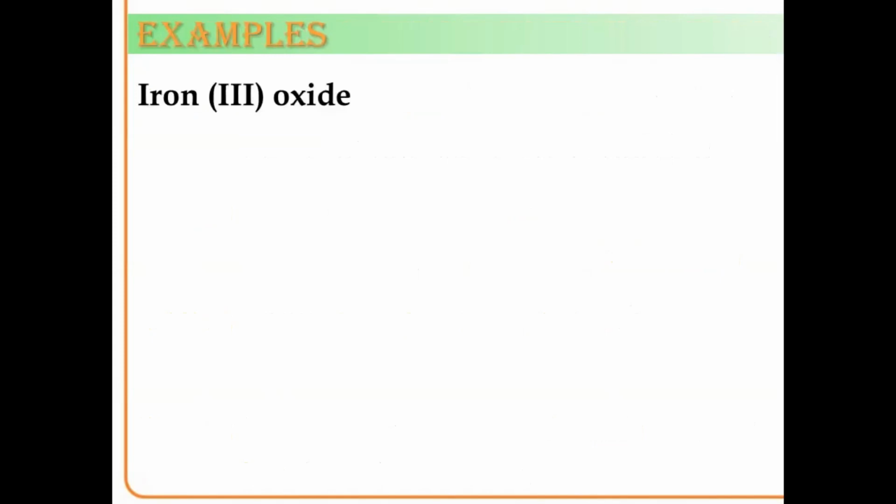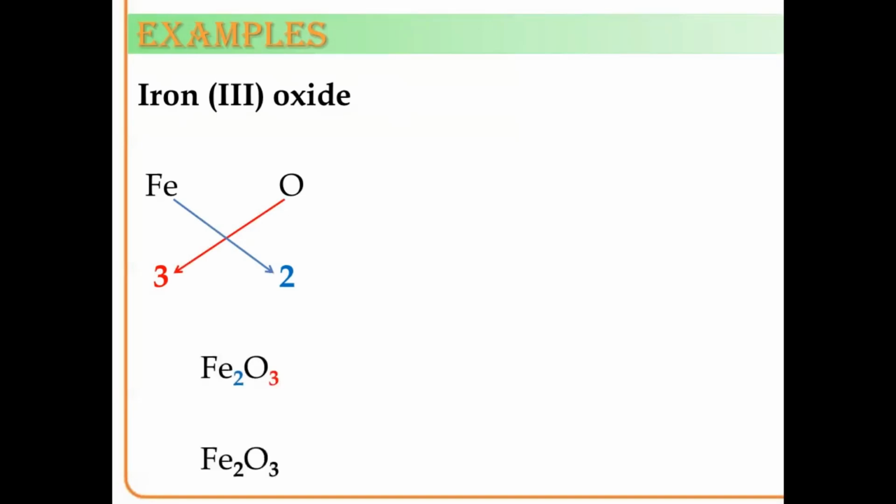So let's start with examples. Iron 3 oxide. So that 3 in Roman numerals is telling us the valency of iron. We write the symbol. We put down the valencies, check the valency of iron is 3, as given in the Roman numerals. We crisscross, and then we write down our formula. No need to simplify in this case. So our formula is Fe2O3 for iron 3 oxide.